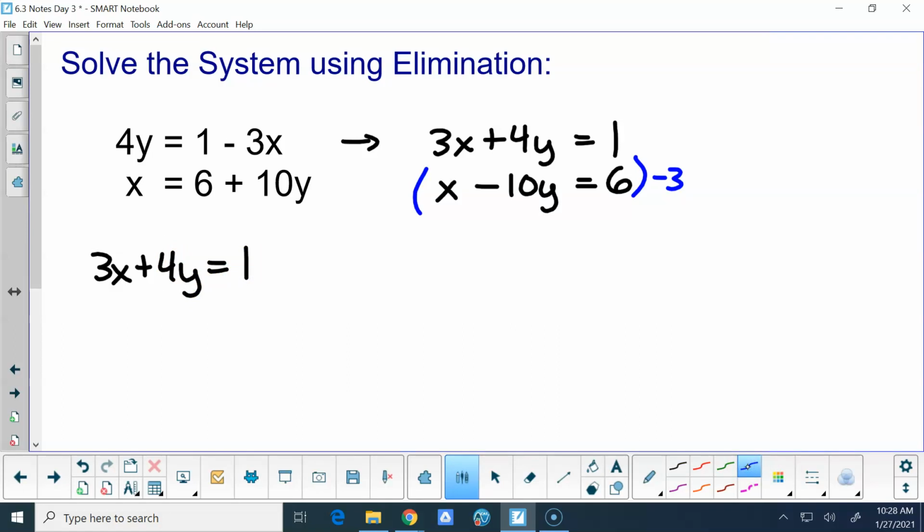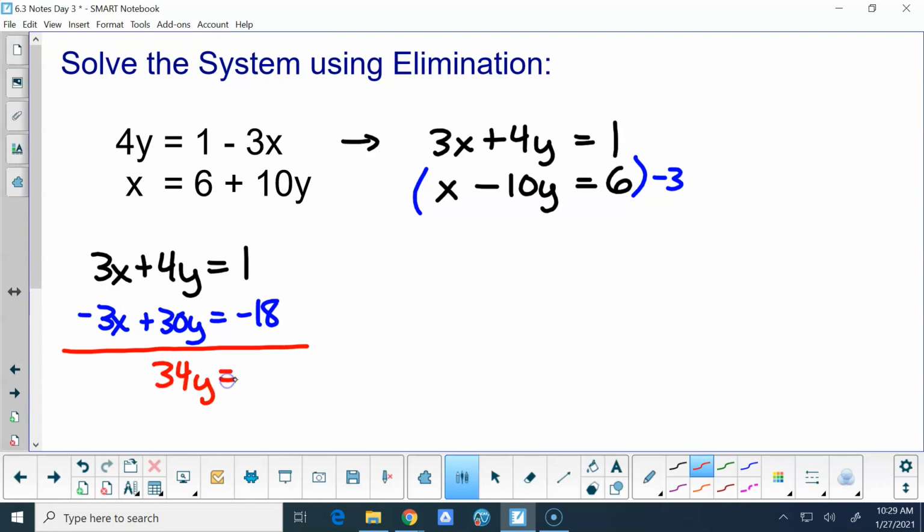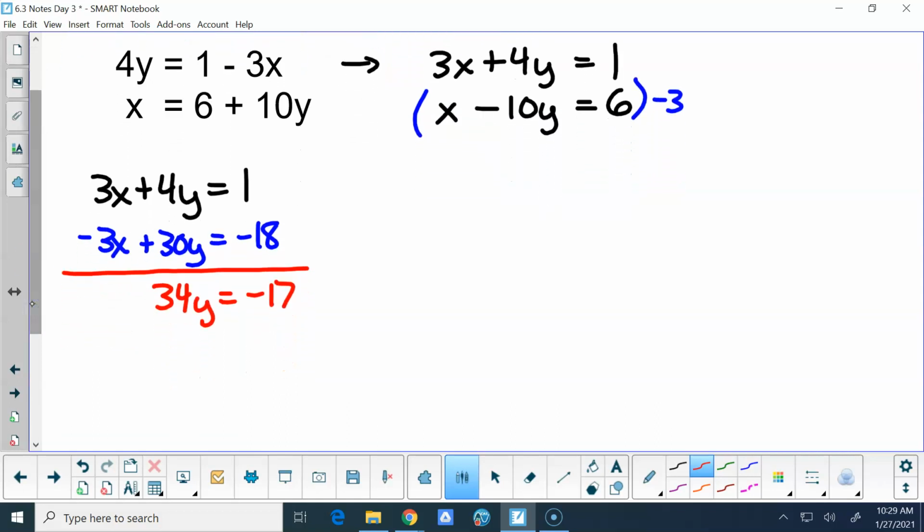Giving negative 3x plus 30y equals negative 18. Add them together. This gives me 34y equals negative 17. Dividing by 34 gives me y equaling negative 1/2.